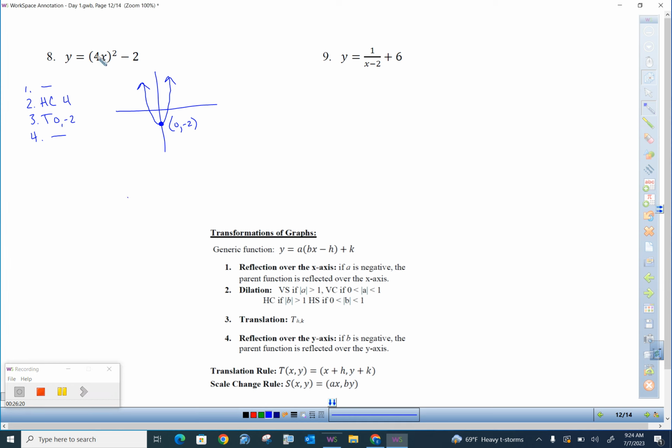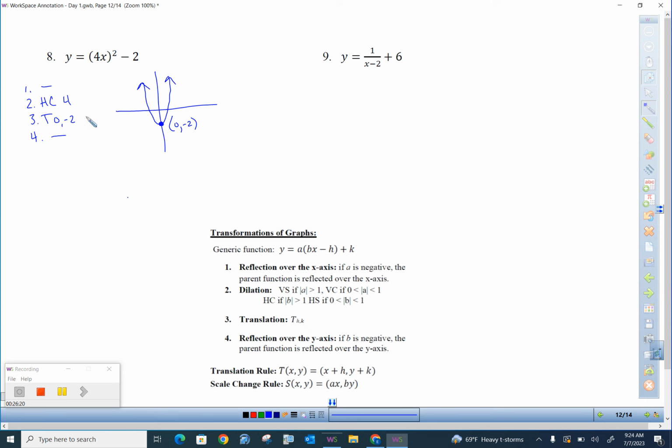All right, for this one, 4 on the inside, remember that's a horizontal compress, because if I were trying to solve this equal to 0, I would have to divide by 4, or make it skinnier left to right by a factor of 4. And then it did go down 2, and that's all that happened.